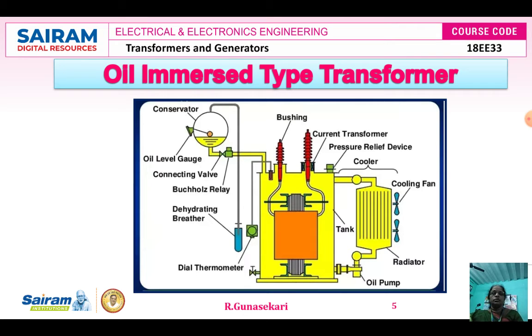In the oil immersed type transformer, the transformer core and the transformer windings, everything is immersed within the tank only. The transformer tank consists of the transformer oil, that is, the oil is inside the transformer tank only. Therefore, different types of cooling methods are used for dry type transformers and oil immersed type transformers.